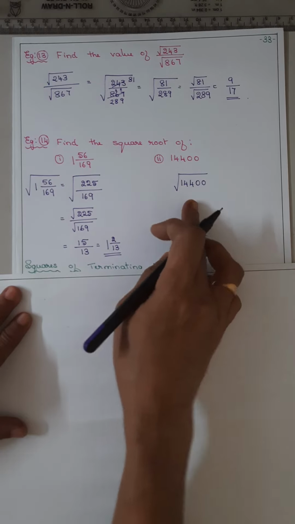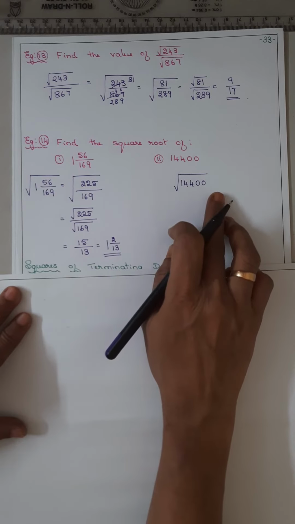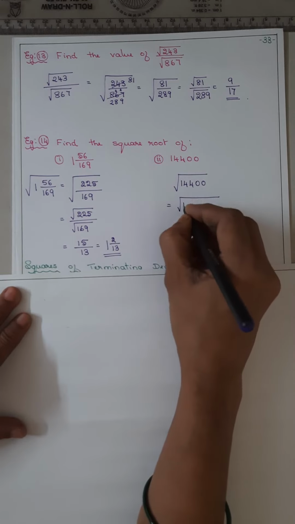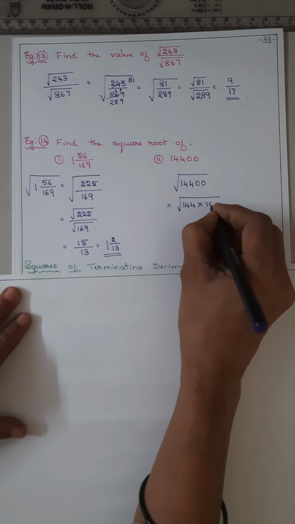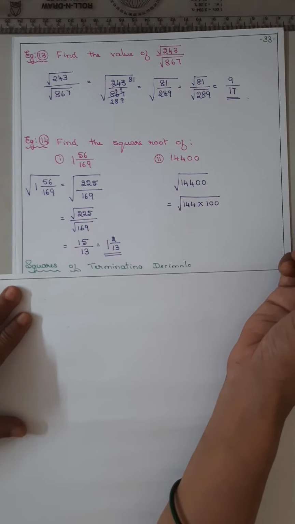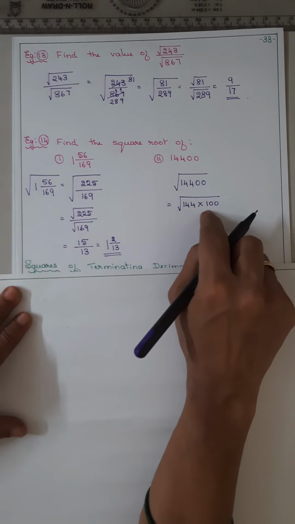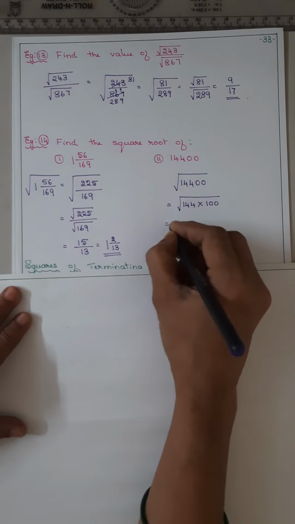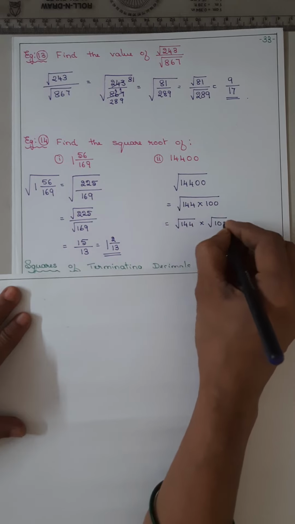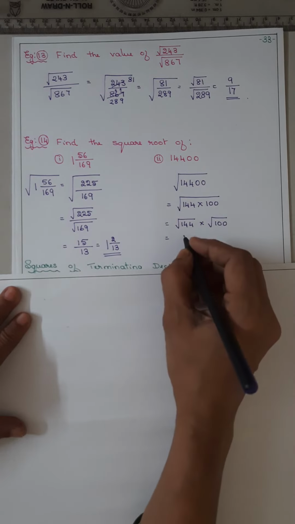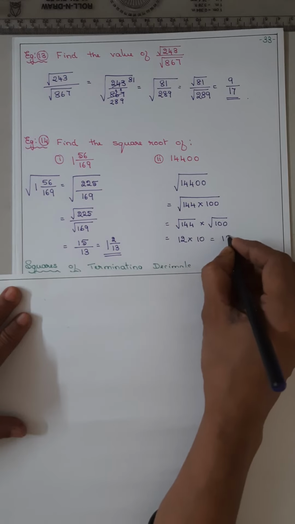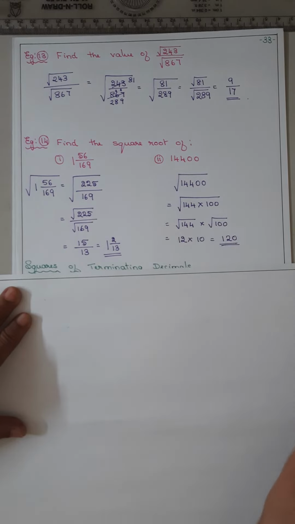Now next number is square root of 14400. Can be written as square root of 144 into 100. Yes or no? So 14400 can be written as 144 into 100. So this becomes square root of 144 into square root of 100. So 144, whose square? It is 12. And 100 is of 10. 12 into 10 is 120.